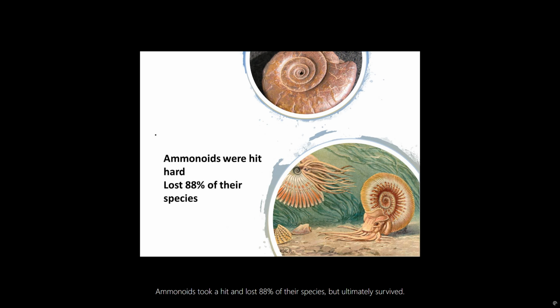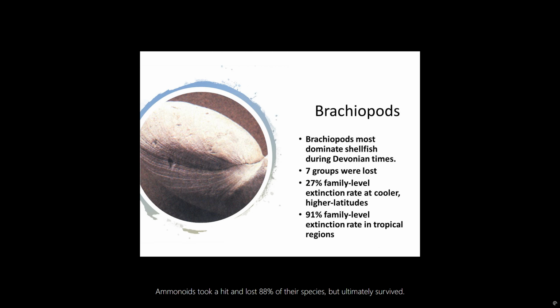Ammonoids took a hit and lost 88% of their species, but ultimately survived. Brachiopods, the most dominant shellfish of the Devonian, suffered. 7 groups were lost completely. There was a 27% family-level extinction rate at cooler, higher latitudes, but a 91% family-level extinction rate in tropical regions.